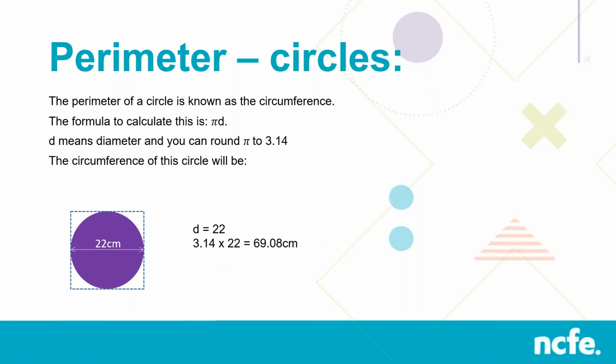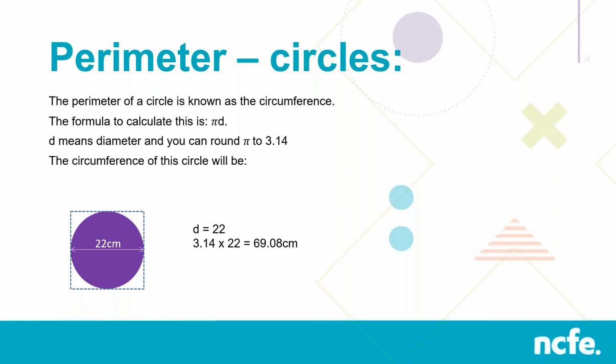And this answer makes sense because if we draw a square around the circle, we know that the perimeter of the square would be 22 add 22 add 22 add 22, which would be 88 centimetres. And we can see that the perimeter of the circle is going to be less than this, but not by a great deal.